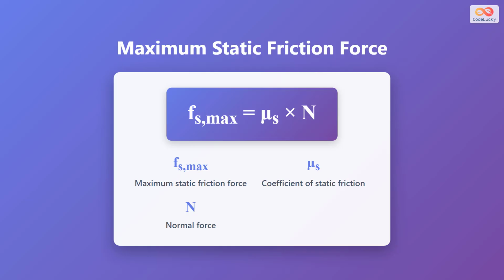The maximum static friction force can be calculated using a simple formula. F sub s comma max equals mu sub s times N, where F sub s comma max is the maximum static friction force, mu sub s is the coefficient of static friction, and N is the normal force. The normal force is the perpendicular force between the two surfaces in contact. This formula tells us the maximum friction force that can exist before the object starts to slide.